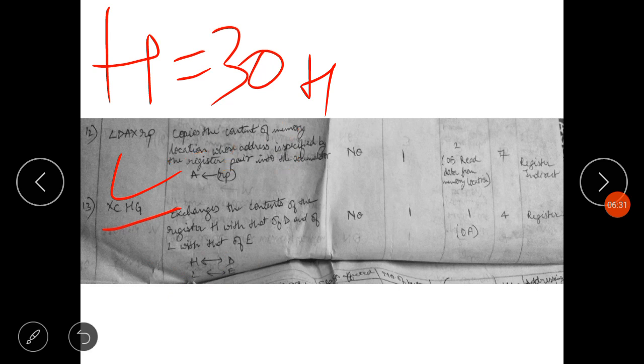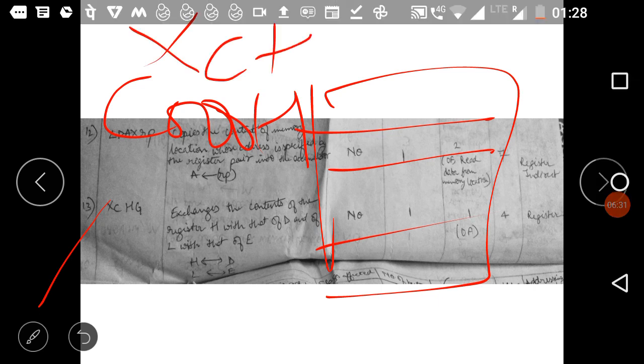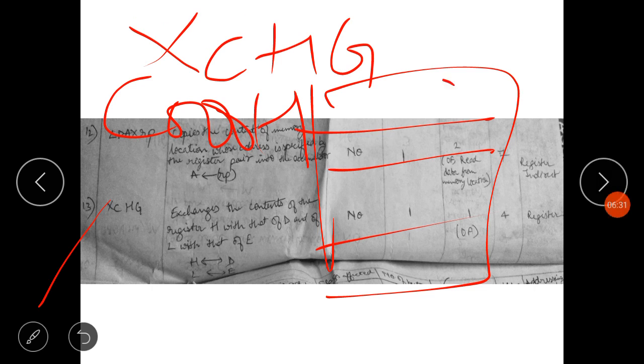So how many machine cycles are needed for the execution of this instruction? Let us take an example. Suppose this is the address of the memory location, and when you give the XCHG instruction to the microprocessor, the opcode will get stored there. It is just a 1 byte instruction, so it will occupy only one memory location, used for storing the opcode.